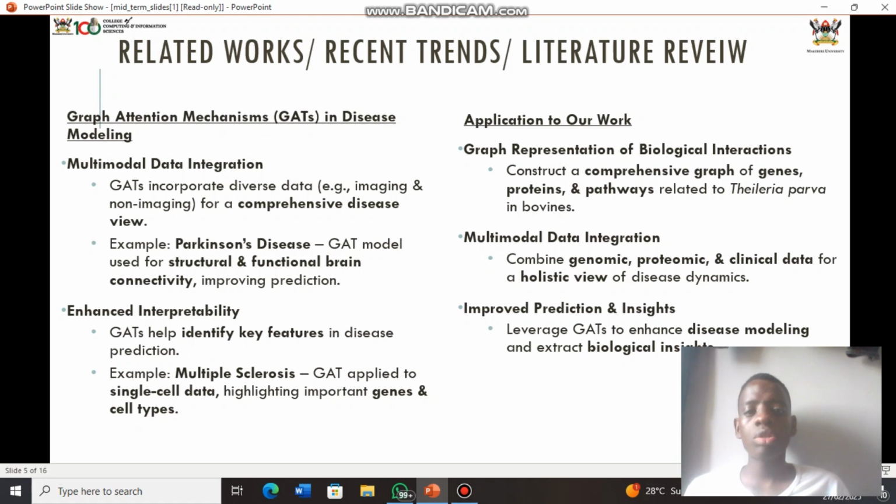In the application to our work, the graph representation of biological interactions is used to construct a comprehensive graph of the genes, proteins, or pathways related to the tick that spreads this disease, which is ECF.